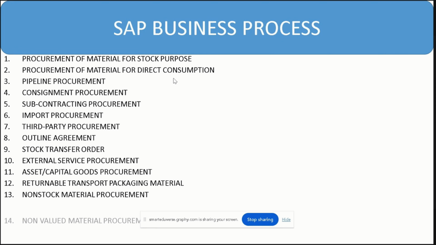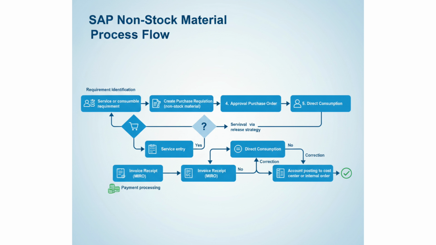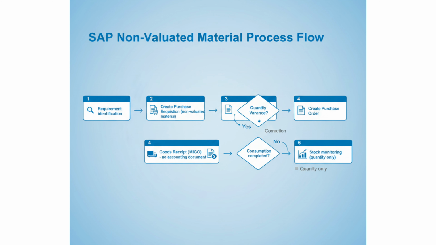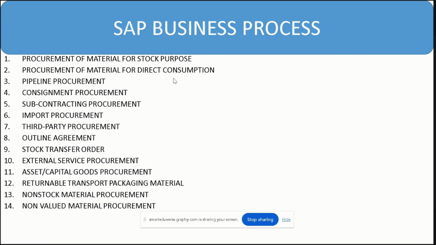Then there will be non-stock material procurement and non-valued material procurement. Non-stock means you are not going to store it, like there will be some penny materials which you are not going to take into your stock account. And then there will be some non-valued material, which means the price will be very low, let's say consumable materials. Let's say you are using safety gloves or face masks, these kinds of things will be non-valued material. So in some of the companies, these processes are also there.